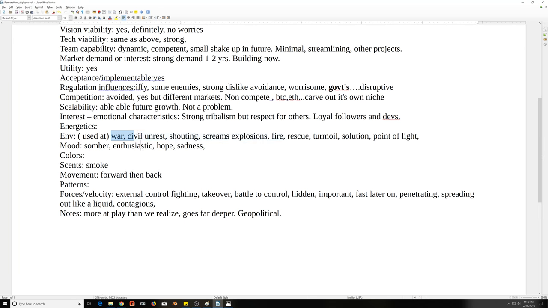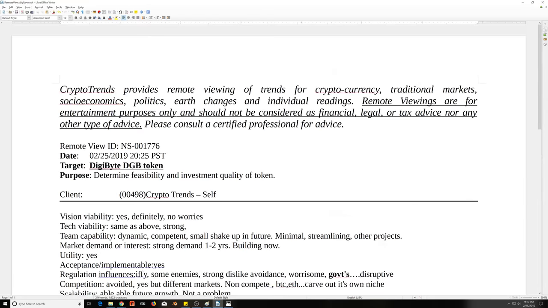But yeah, go ahead and put your comments, your thoughts, where you think DigiByte is going. But from here, it is a very interesting project from what I can see.